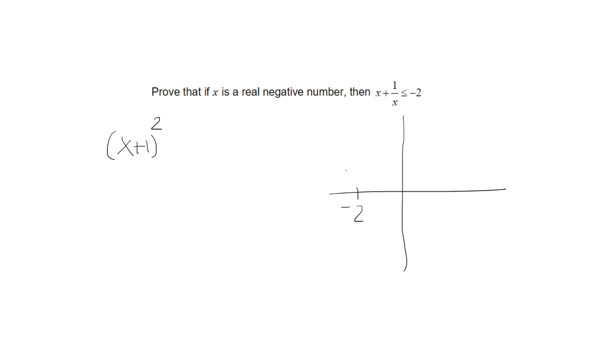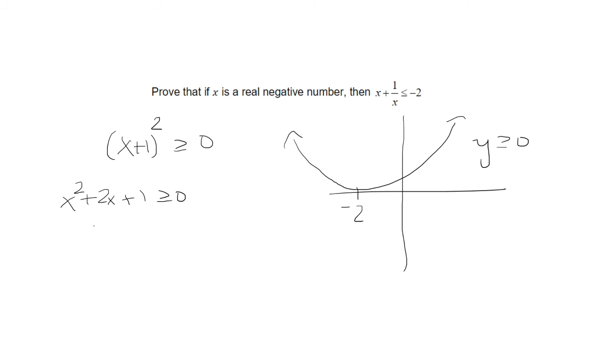As we can see on the graph here, there's the root at negative 1, and our graph is always greater than or equal to 0. So expanding this out, we get x squared plus 2x plus 1. Move the 2x over to the right side.